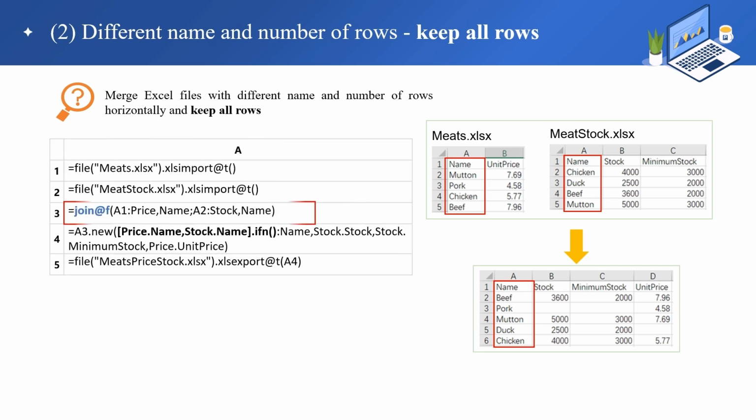Associate the two tables by name column. Join at F means full join, which will keep all rows after join. Then use the new function to extract the required field information. When extracting name values, be careful not to extract null values. The bold code means to select non-null name values.